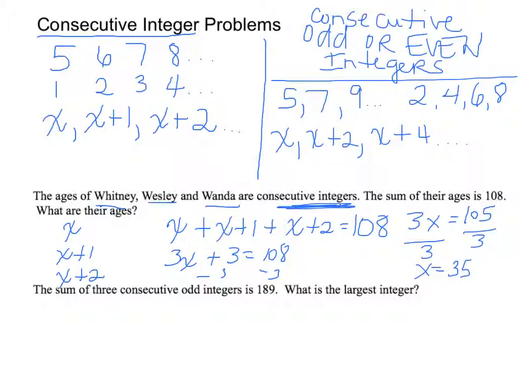But did we answer the question? It says, what are their ages? Well, we want all three ages. So if Whitney is 35, how old's Wesley? Well, it's a consecutive integer. So Wesley is 36, and how old's Wanda? 37. So 35, 36, and 37 are the answers. All right, why don't you try the next one, and then we'll look at it together.